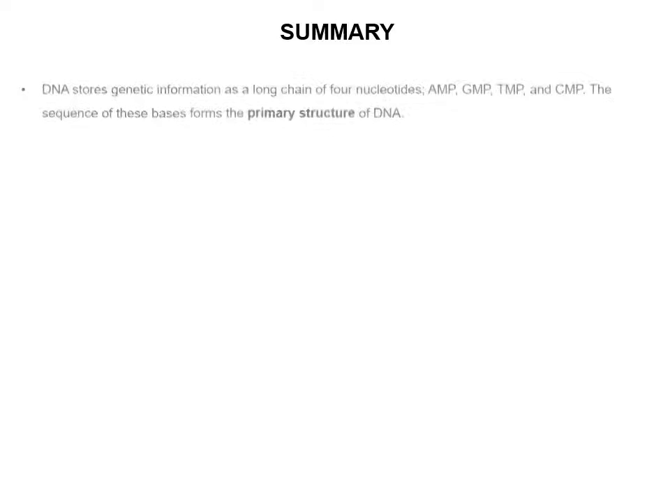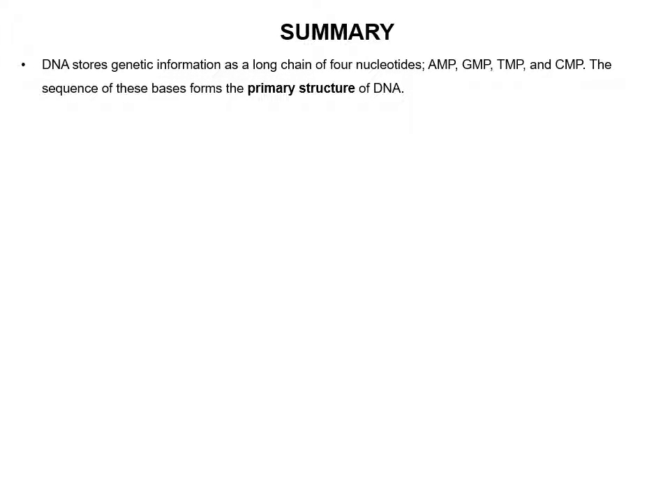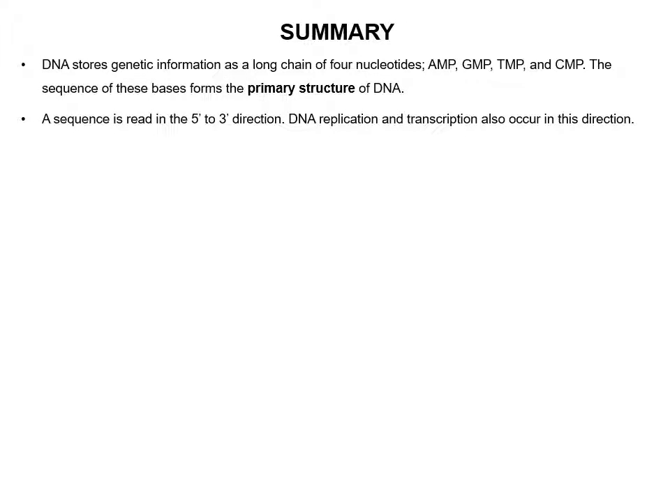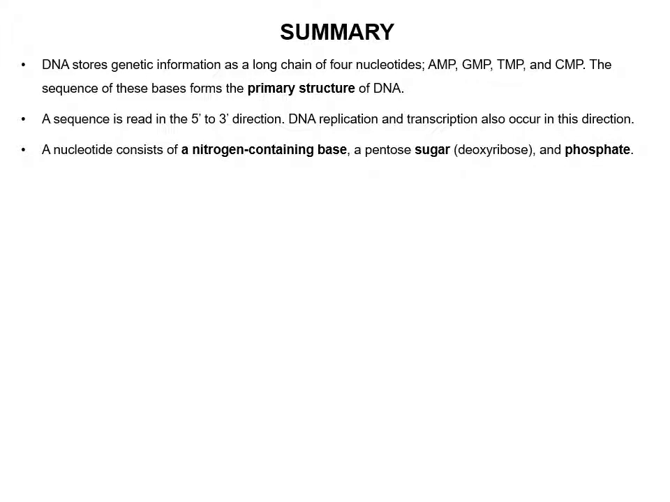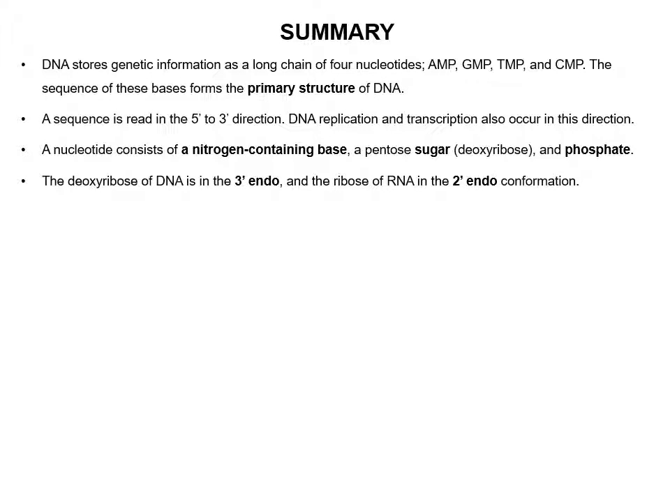DNA stores genetic information as a long chain of 4 nucleotides: adenosine monophosphate, guanosine monophosphate, thymidine monophosphate, and cytosine monophosphate. The sequence of these bases forms the primary structure of DNA. A nucleotide consists of a nitrogen-containing base, a deoxyribose, and a phosphate group. The pentose sugar of DNA has a 3' endo conformation, whereas the pentose of RNA has a 2' endo conformation.